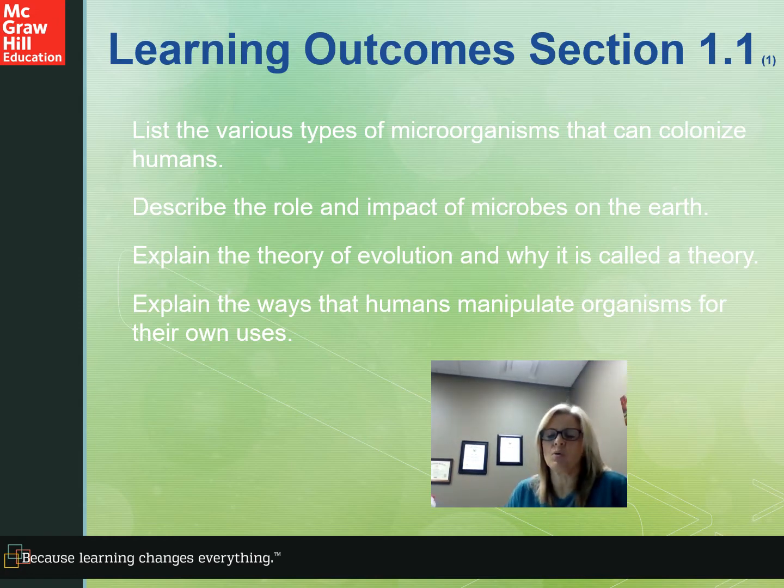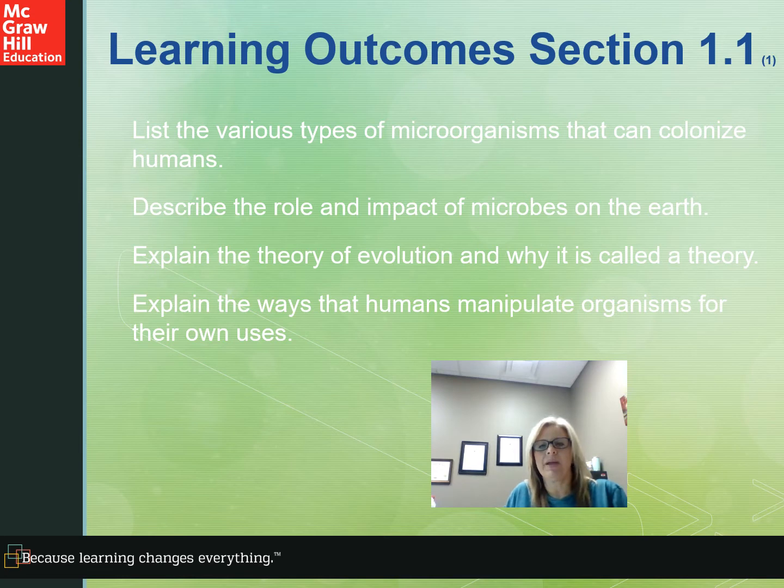Let's start with 1.1. I was skipping all the way to 11. On the first page of the chapter, it says list the various types of microorganisms that can colonize humans. I would keep that in mind as I am reading, and I would make myself a little chart. This is a really good way to study and will work in every course that you take. These objectives are what you are expected to learn. Especially for a class that doesn't give you study guides, this can be your study guide.